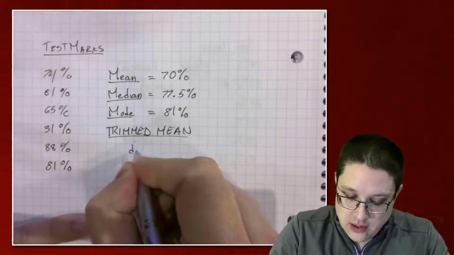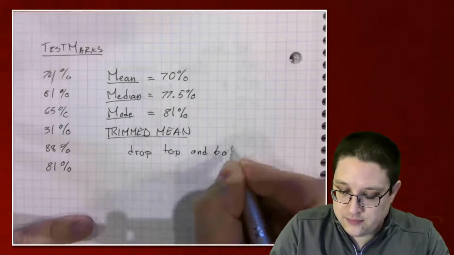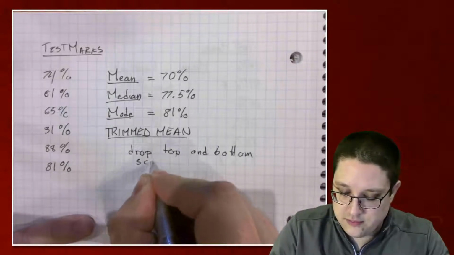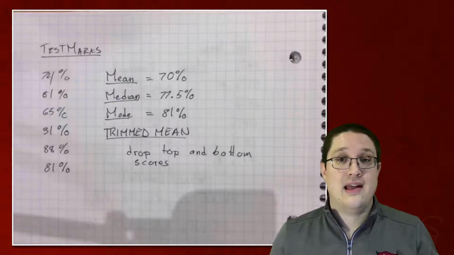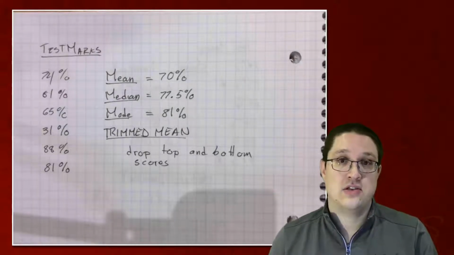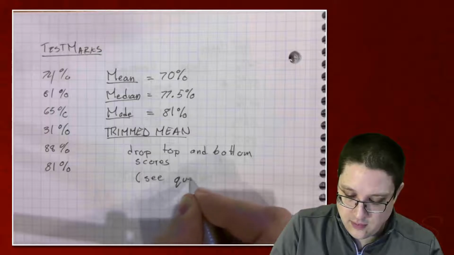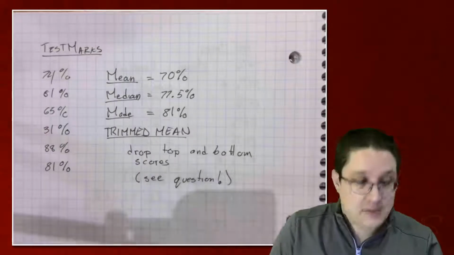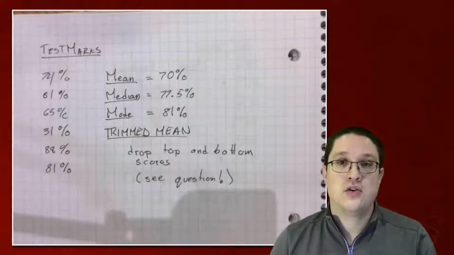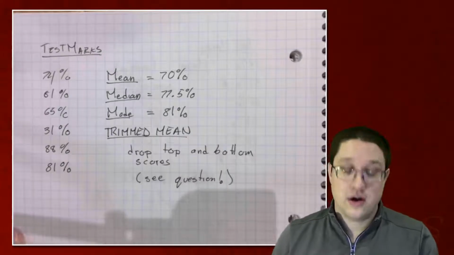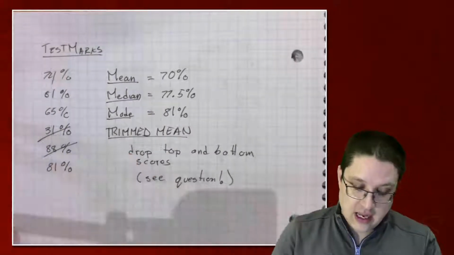So in this case, we're going to drop the top and the bottom scores. Now notice, only drop the top and bottom scores as instructed in the question. So I'm going to write that. See the question. It might ask you to drop the top and bottom 2 scores or more. In this case, we're just going to drop the top and bottom scores. So here, I'm going to get rid of the 31, and I'm going to get rid of the 88.